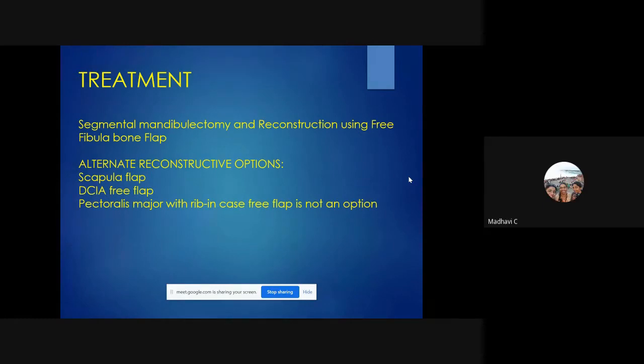So preferably, it should be done layer by layer. Basically, the internal oblique should be closed first. There is no internal oblique. You're harvesting the internal oblique. So the remnant internal oblique is closed with mesh plastic.